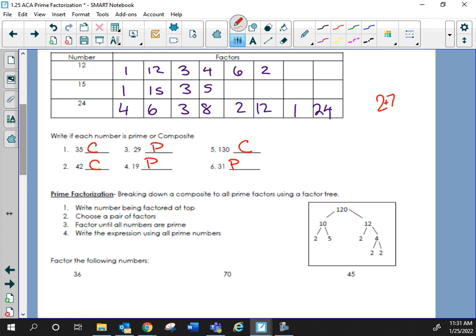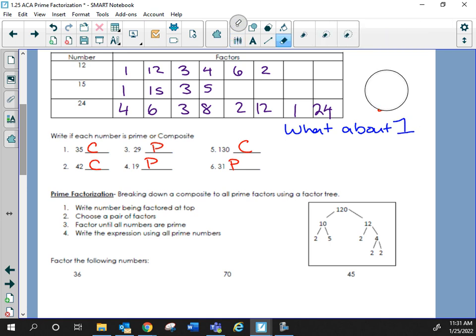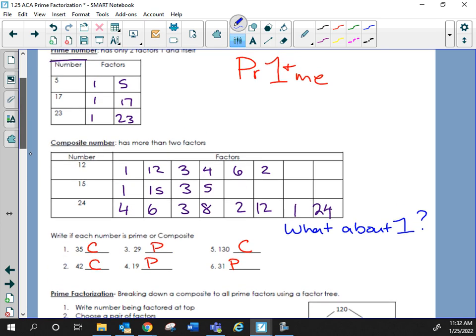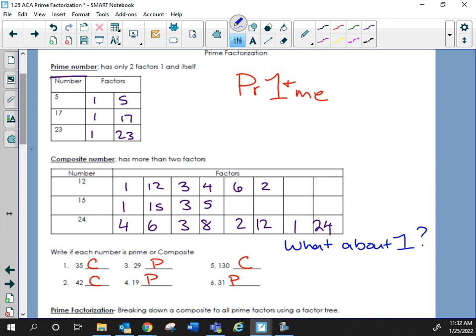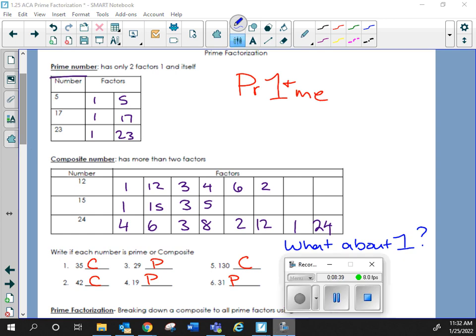Okay, so now let's take a pause. There are a few exceptions to the rules. Okay, let's talk about 1. I want y'all to please put this on your paper. Ask yourself, what about 1? Is it going to be prime, is it going to be composite, and why? Think about prime. What about 1? Take a second, make a decision. What do we think? Why? You have to have a reason why. What do y'all think? I would say composite. Okay, why?